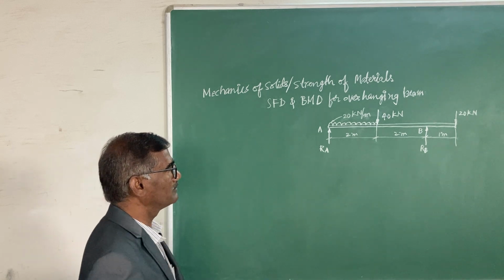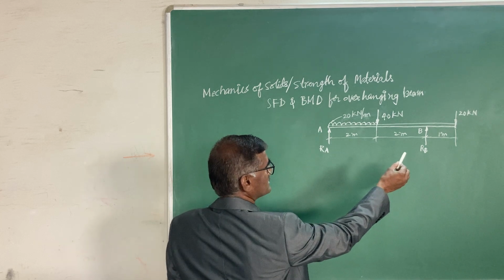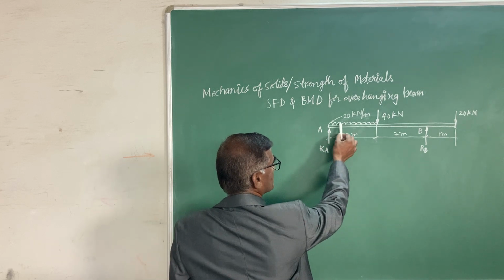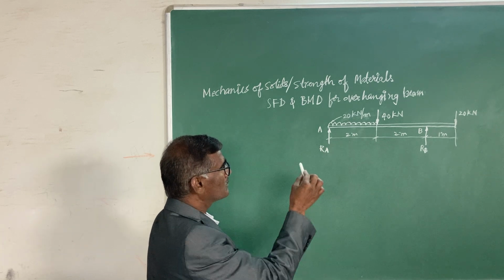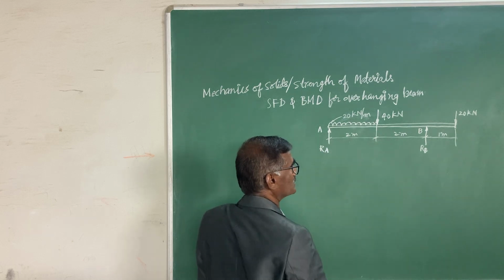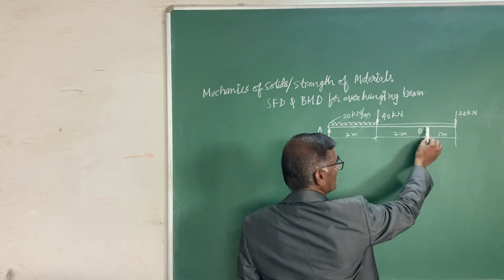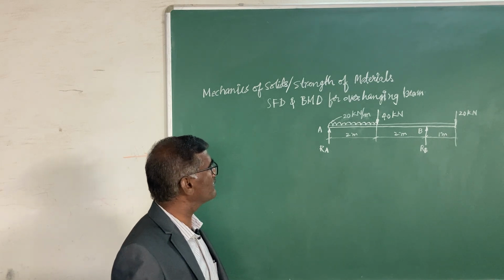Let us look at the diagram. The length of the beam is 5 meters, and up to 2 meters it is subjected to a UDL of 20 kilonewton per meter length, and at the end of 2 meters you have 40 kilonewtons, and beyond the support B it is subjected to 20 kilonewtons. So this is the given beam.